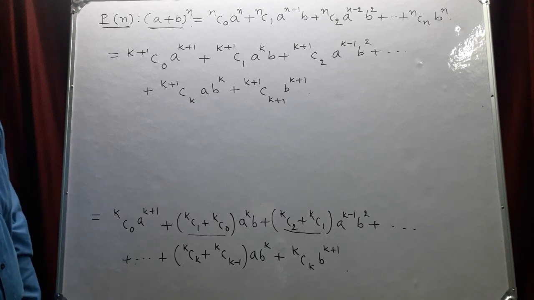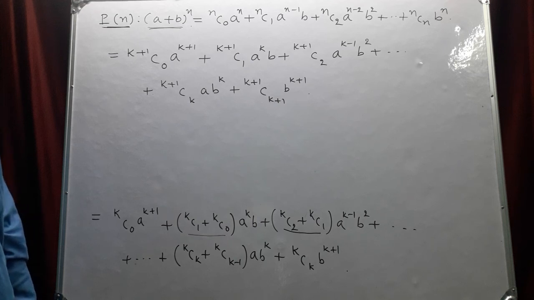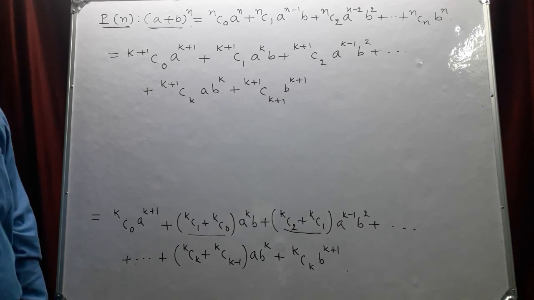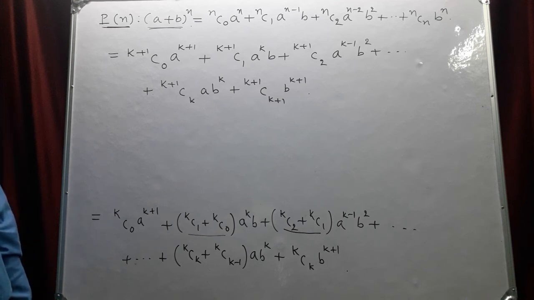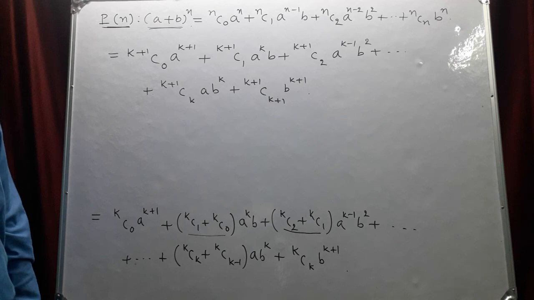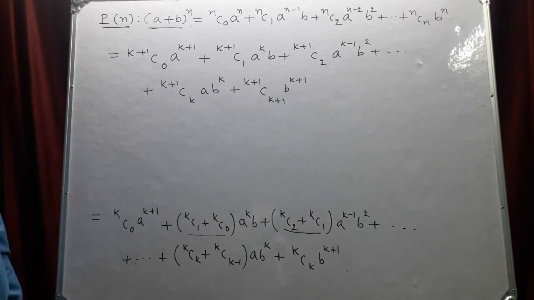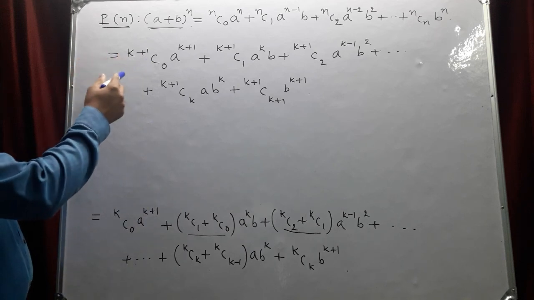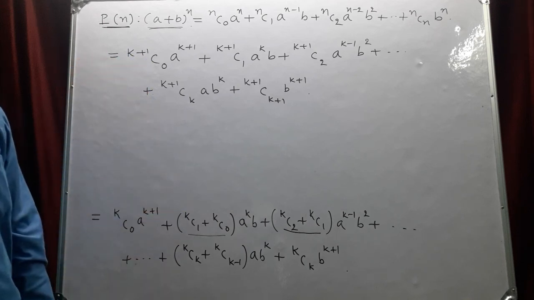Hello everyone. In this class, this is the continuation of the previous class. In the last class, we were discussing the binomial theorem. We are proving the binomial theorem by using the principle of mathematical induction. We have proved the given statement for n is equal to 1. Then we assumed the statement is true for n is equal to k. After that, we proved the statement is true for n is equal to k plus 1.